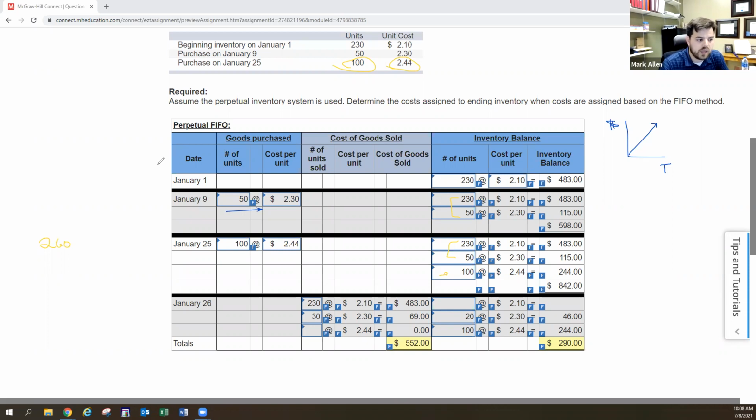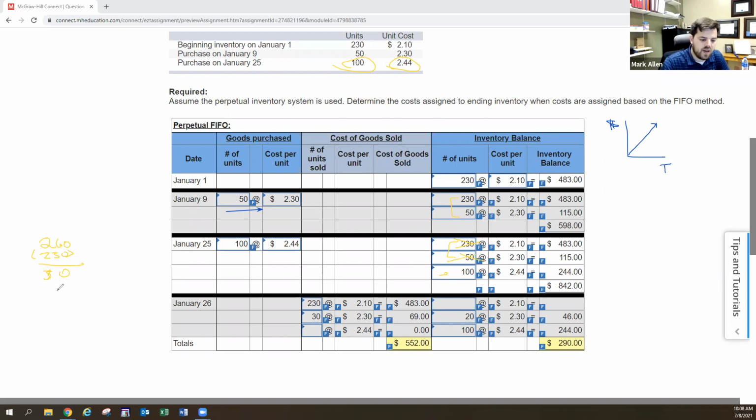Under FIFO, that tells me first in, first out. So I simply follow the instructions. First in, whatever the first inventory layer I had was, that is where my first sales are coming from. So in this case, I look and I say, well, okay, I had 230 here, so that entire layer will go away. So I'll take out 230. And when I do that, I see that I've got 30 units that I still need to fill. So what do I do? I remember first in, first out. That takes me to the next layer.